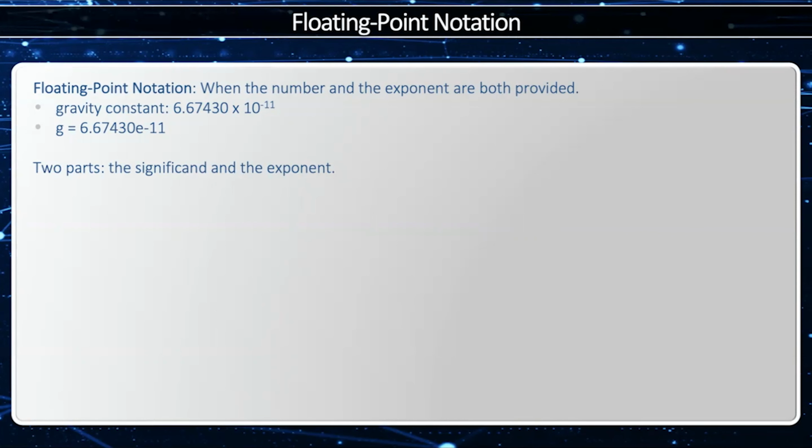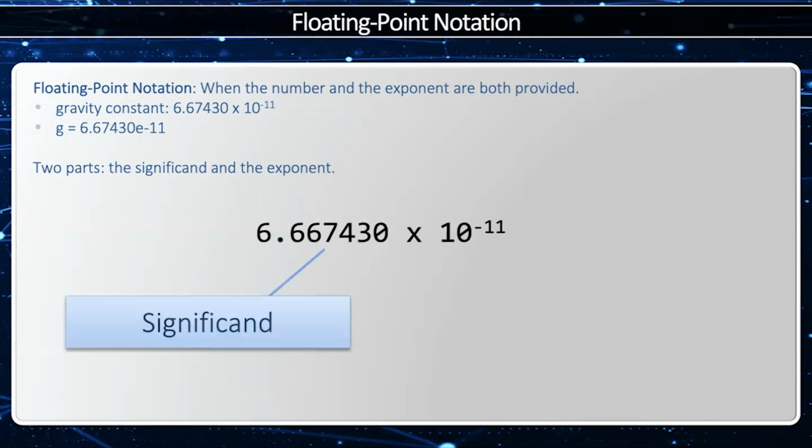Now, the important thing to notice here is with floating point numbers, we have two parts to the number. We have the significand and the exponent. The significand is the number, okay? And it's going to be the 6.667430 part of the equation. And the exponent is what we're raising it to. Since this is base 10, it's going to be 10 to the negative 11, okay? And that's the exponent part.